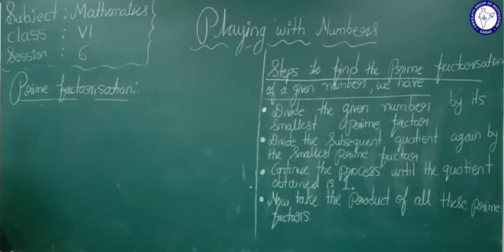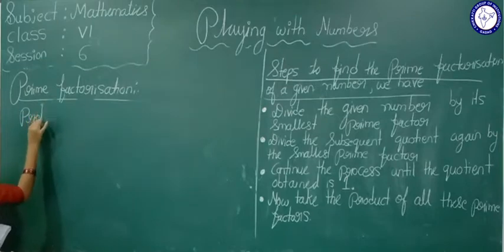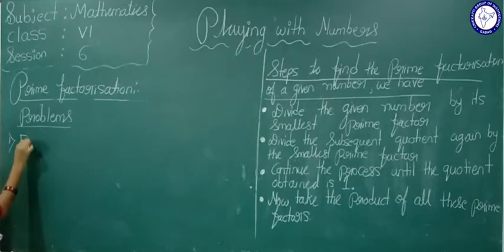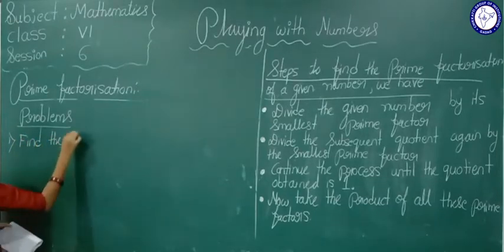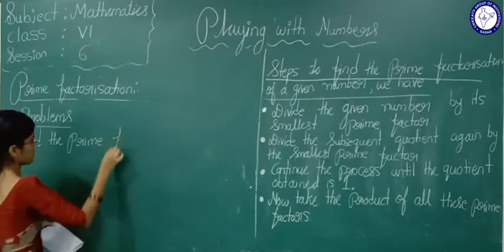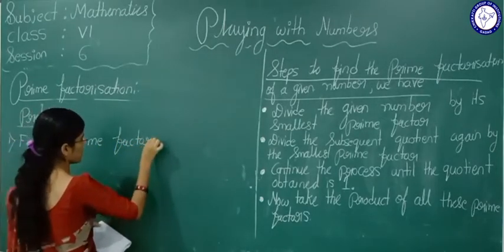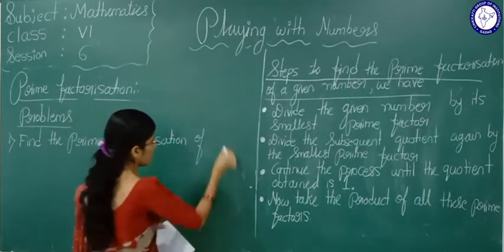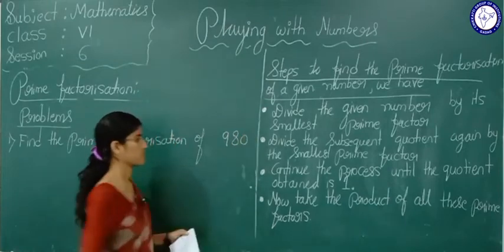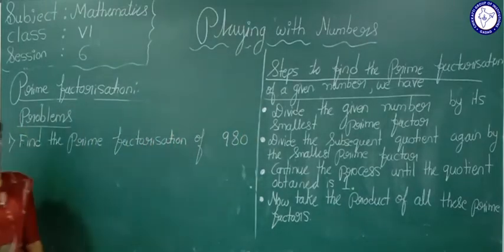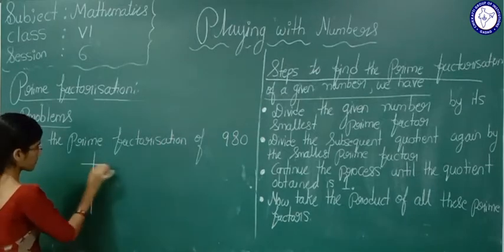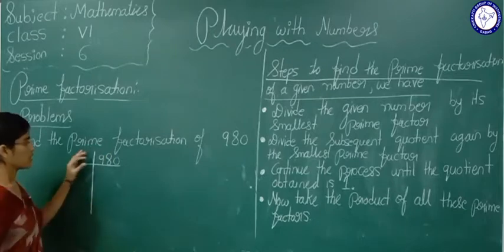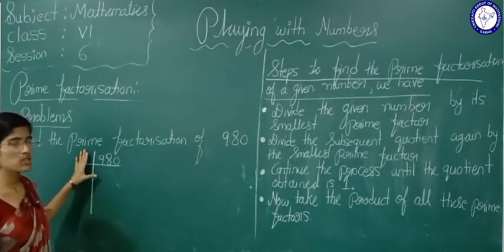So the first problem they have given is: find the prime factorization of 980. Now see here, we will follow the steps. 980. We have to divide the given number by its smallest prime factor.